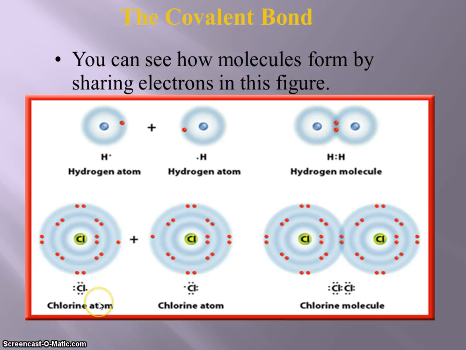Chlorine can do the same thing. Right? Chlorine has the 7. Both chlorine atoms have 7 valence electrons, and here they're sharing one of those valence electrons, so they both feel like they have 8.